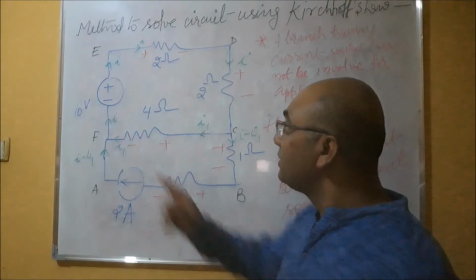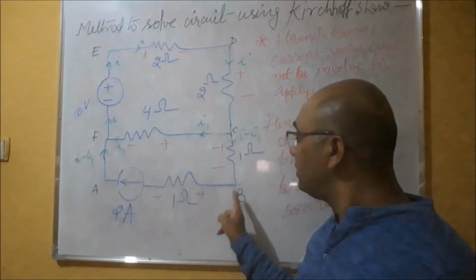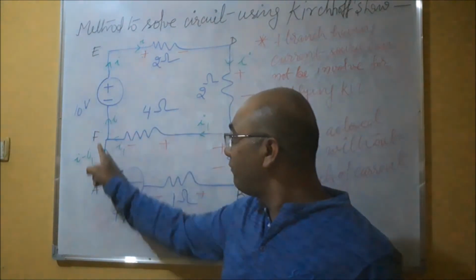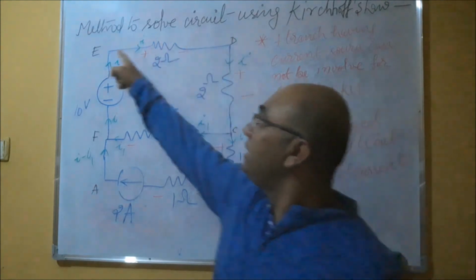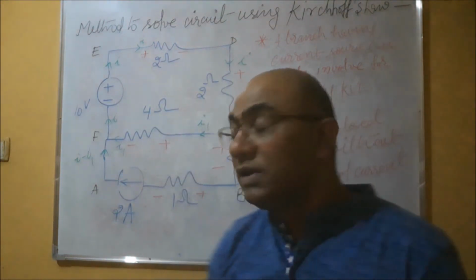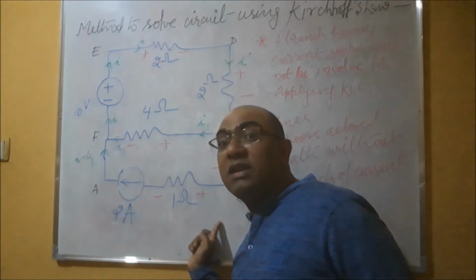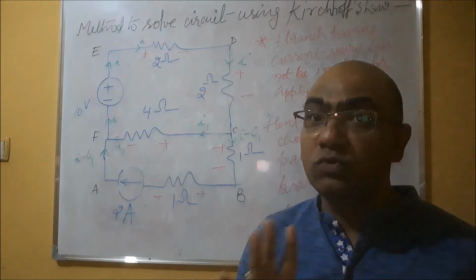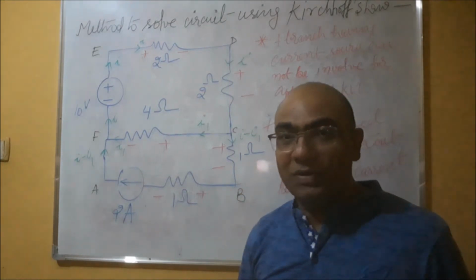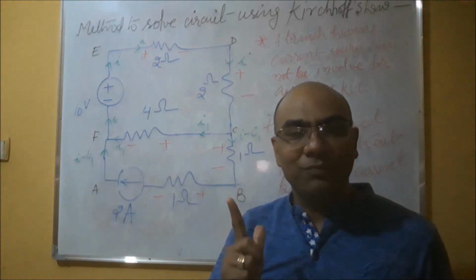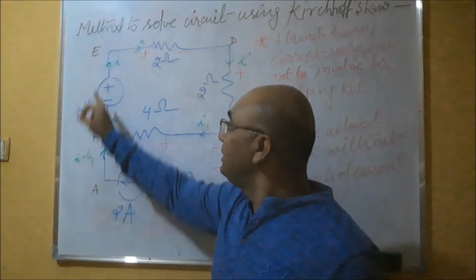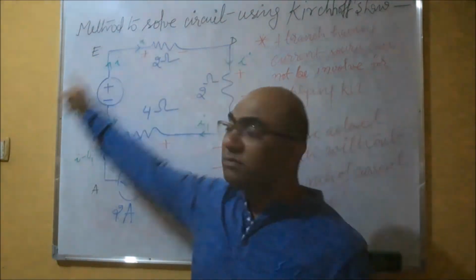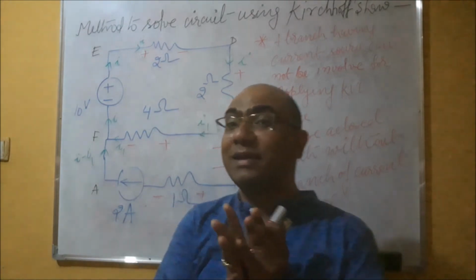Similarly, we cannot consider this big closed path, because when we go E, F, A, B, C, D, E, the same problem will occur. We will have this branch AB again, and it has a current source, so we cannot use it. So there is only one possible closed loop, E, F, C, D, E, because this loop does not have any current source, so we can use it and apply KVL.